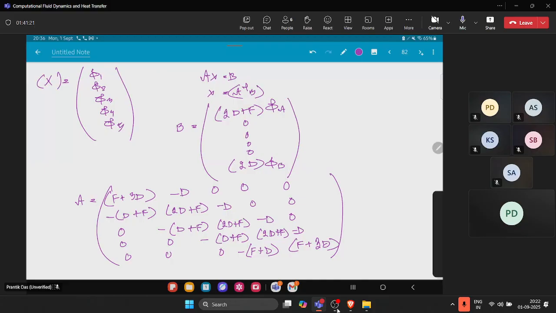So this scheme is basically third order accurate. QUICK: quadratic upstream interpolation for convective kinematics. Okay. So what we are going to do is basically increase the accuracy of the upwind scheme.